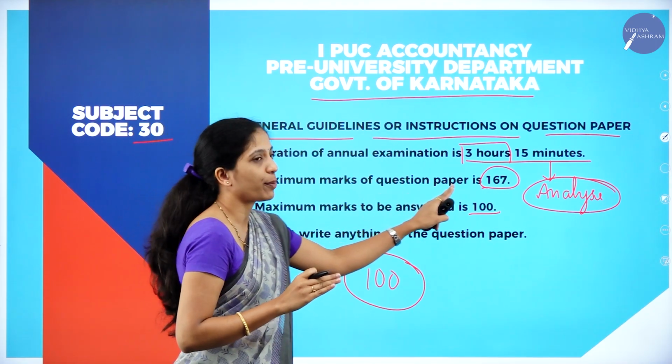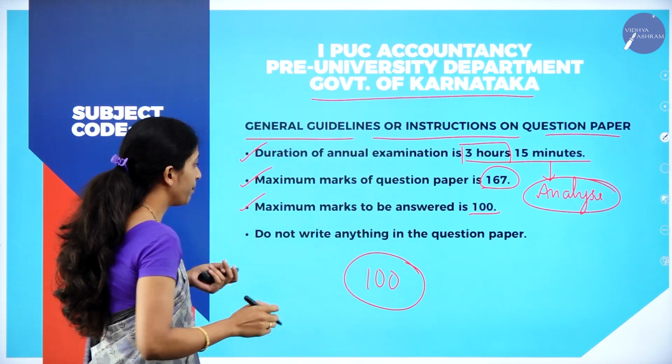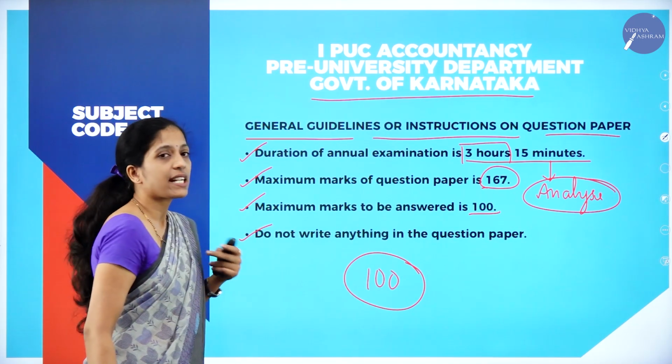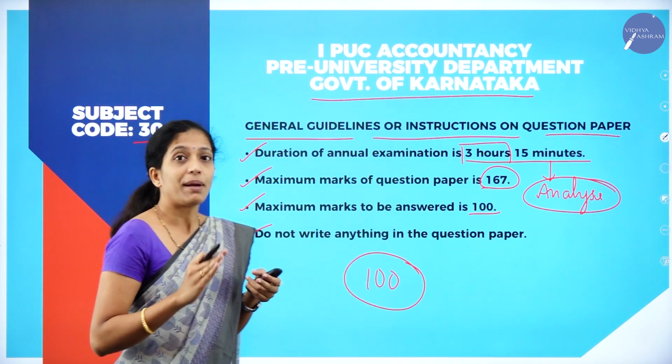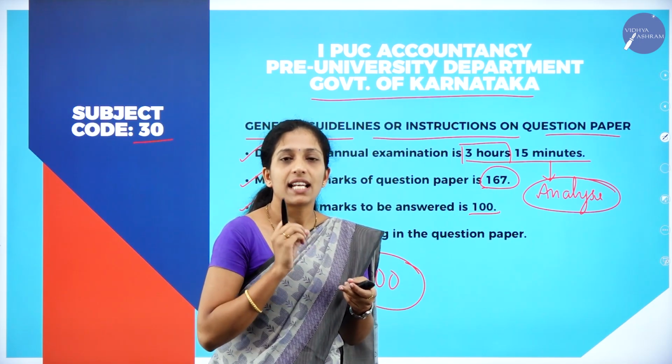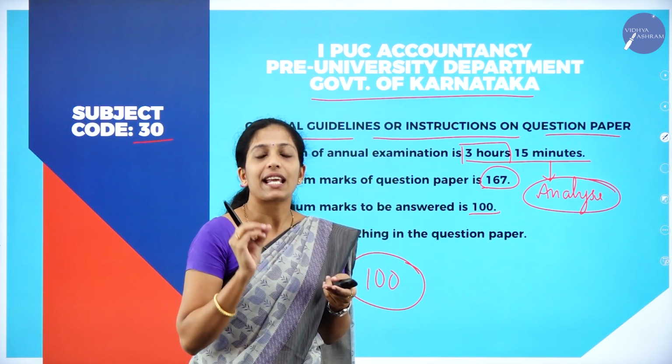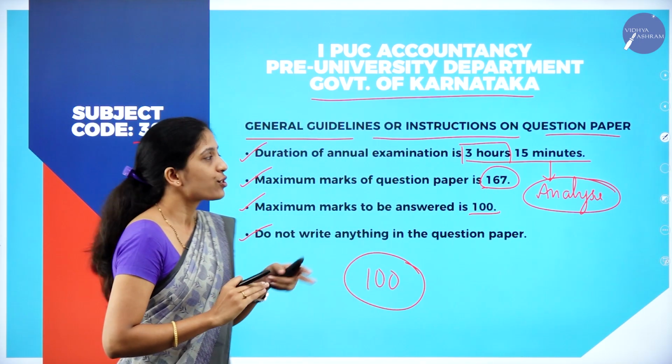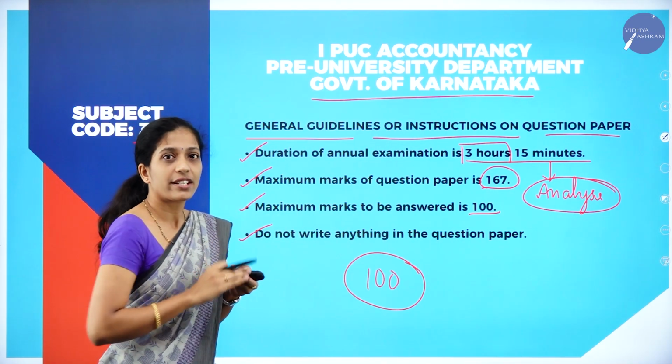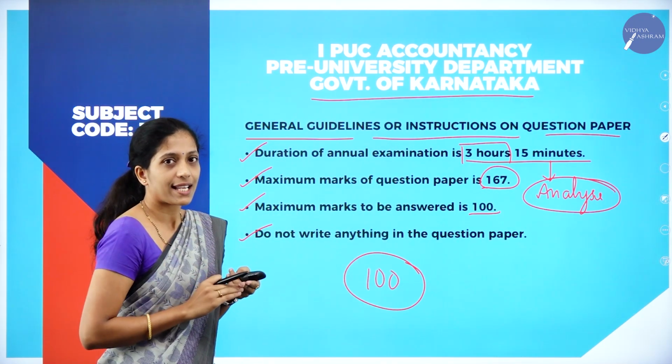Your whole question paper will be for 167 marks. And do not write anything in your question paper. Remember this carefully, not even a single dot. You are not going to write anything in your question paper. So these are a few guidelines or general instructions while writing your examination.